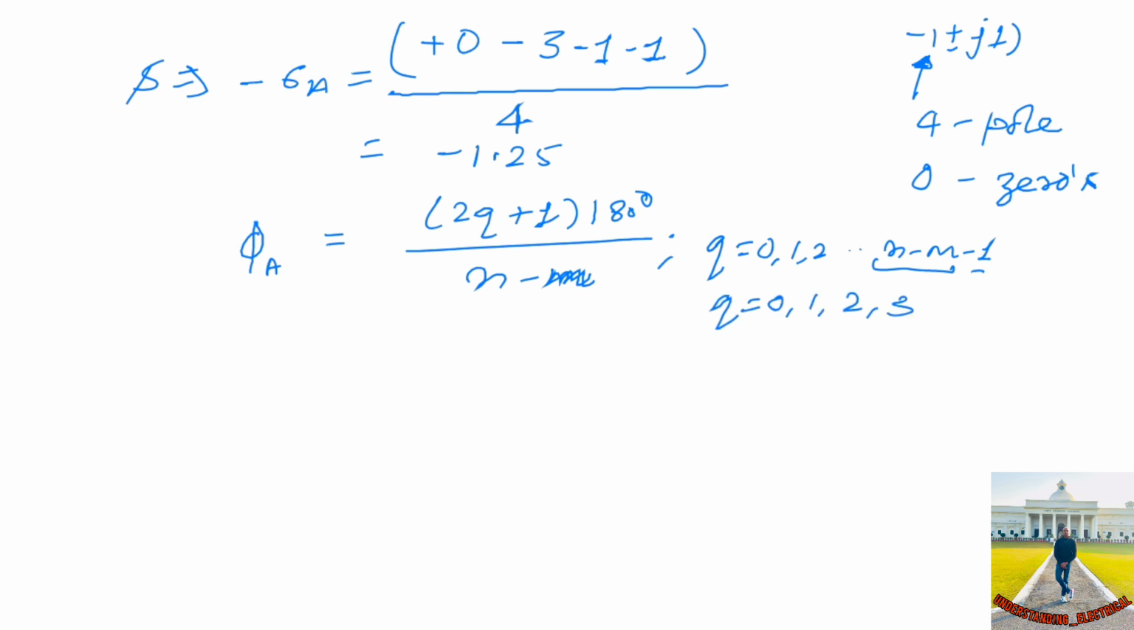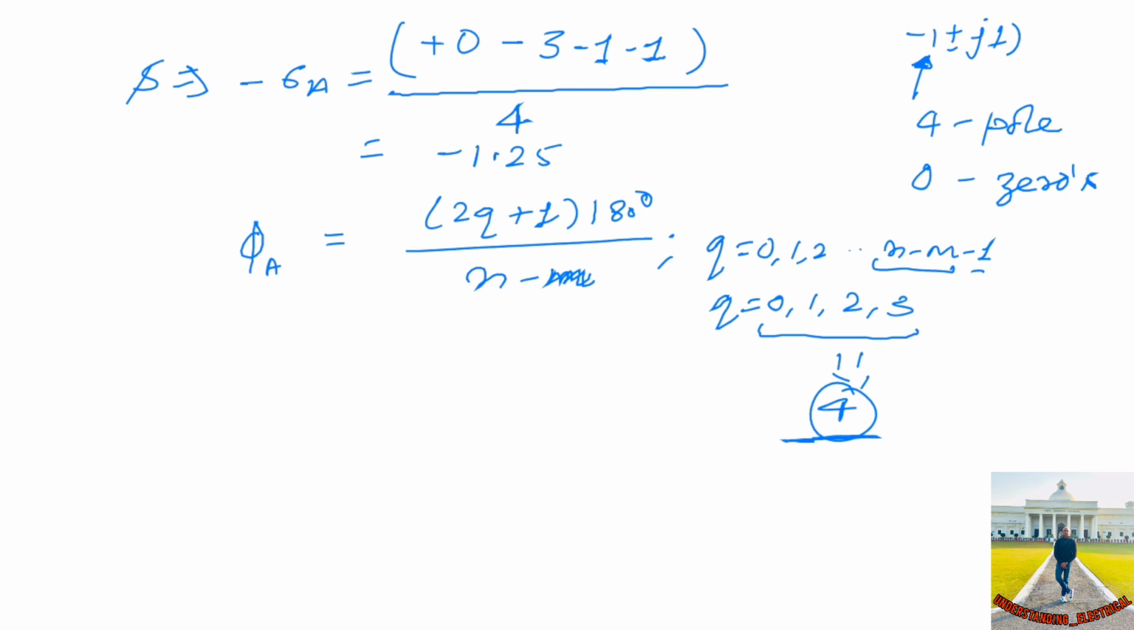So your q will vary from 0, 1, 2 and 3. When we put the q values 0, 1, 2 and 3, we are going to have the 4 asymptotic angles. And it is pretty much clear because we have 4 open loop poles. So we'll have the 4 loci, and we don't have any physical 0 given in the transfer function. So all the 4 loci are going towards the infinite. So definitely we are going to have the 4 asymptotic angles, because all the 4 loci will go towards the infinite along with these 4 asymptotic angles.